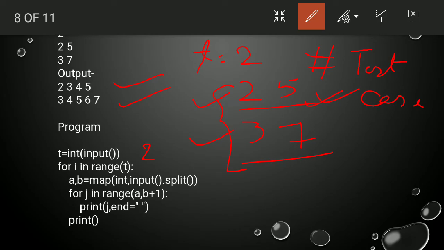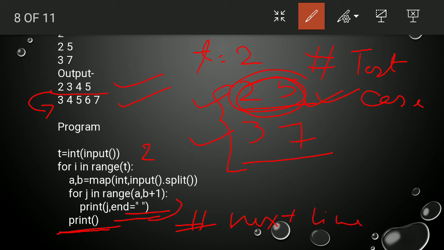And for j in range of a comma b plus 1, because we need to print the output pattern from 2, 3, 4, 5. So we take the j variable in our loop, and then we print it. After completion of the j loop, we have to go to the next line. So we use print with nothing, which means the next line. Okay, so this way we will print the whole scenario. Fine.